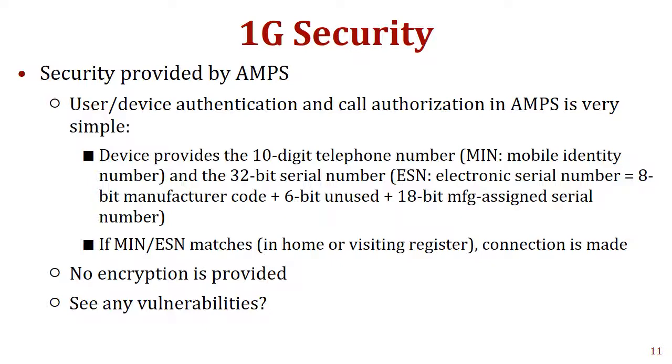For example, the device just provides the 10-digit telephone number and a 32-bit serial number. And if the phone number or the serial number matches, the connection is made. It's only 10 digits or 32 bits. So basically, if you are able to guess any of the numbers, you will be able to impersonate a user or a device. And no encryption is provided.